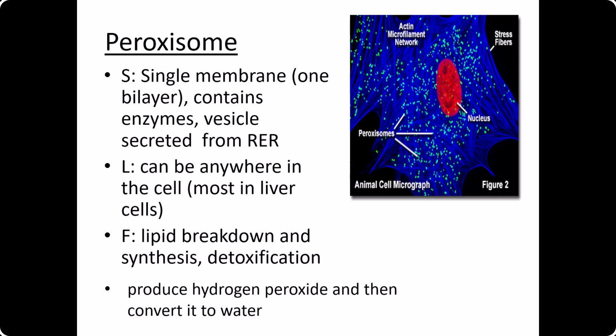They can be secreted from the rough endoplasmic reticulum, and we can find them anywhere throughout the cell. They are important for lipid breakdown and synthesis and detoxification. They're named peroxisomes because they produce hydrogen peroxide. Then that hydrogen peroxide is converted to water.